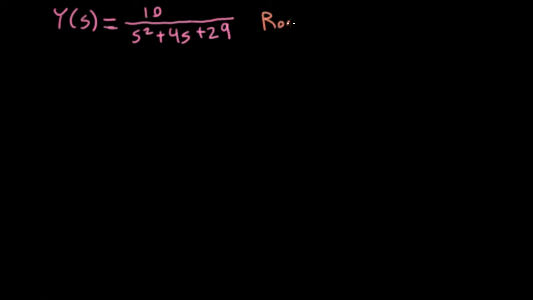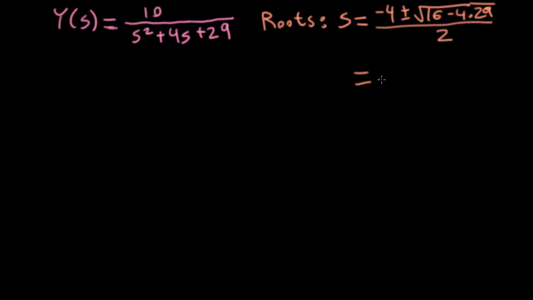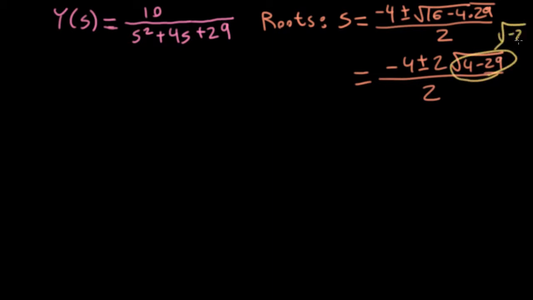So let's find the roots using the quadratic formula. I'll have minus b, which is minus 4, plus minus the square root of b squared, which is 16, minus 4ac, which would be 4 times 29, all over 2. I'll have a 4 that I could factor out, which would give me a 2 outside of the radical, leaving me with 4 minus 29. And this is the square root of minus 25.